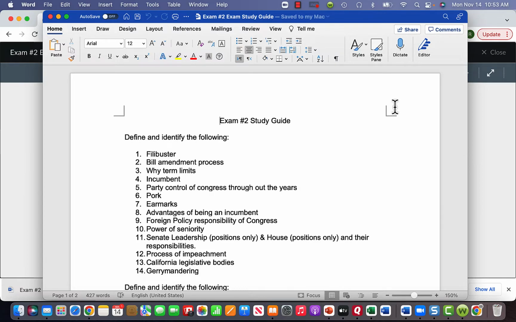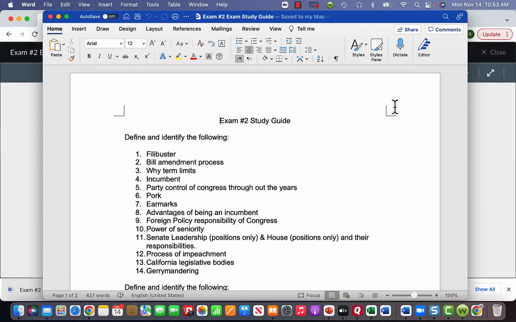nomination, so 60 for any type of bills, 51 for a presidential nomination. Know what the bill amendment process is and how a bill could be introduced by any member of Congress. If it's a revenue bill, it could be only introduced in the House per the Constitution, and a lot of amendments come during the floor vote or the floor debate.